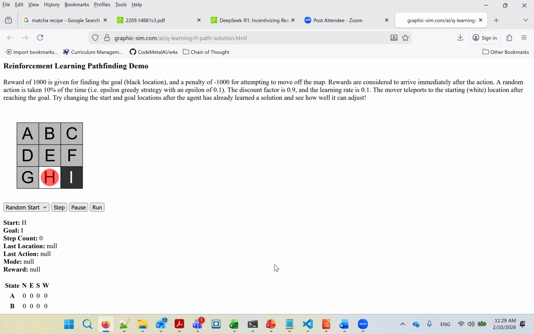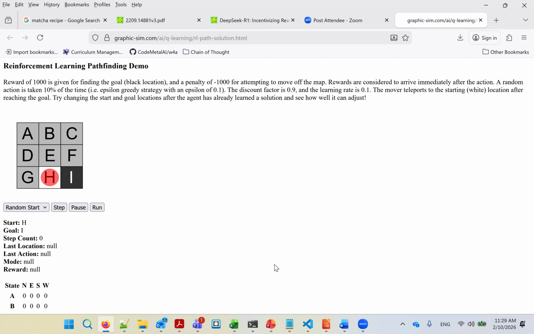A random action is taken 10% of the time, i.e. an epsilon greedy strategy with an epsilon of 0.1. We're going to use a discount factor of 0.9. That's our gamma, or alpha, what we want to call it. And the learning rate, that's our alpha from the last slide, is 0.1, or exponential averaging of our Q values. And the mover is going to teleport to the starting, i.e. the white location, after reaching the goal.